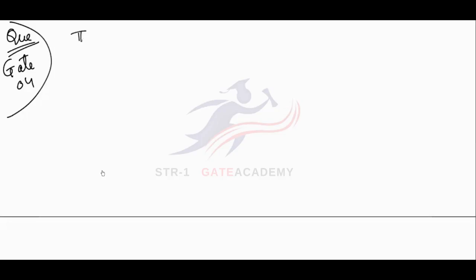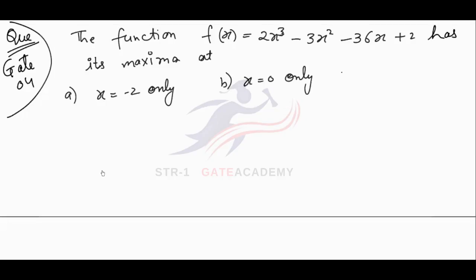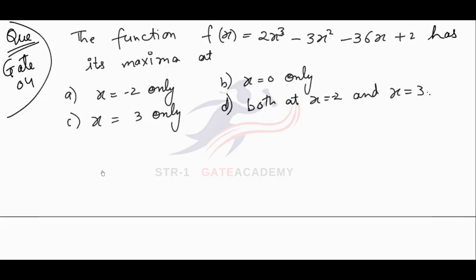Question was, the function f(x) is equal to 2x cube minus 3x square minus 36x plus 2 has its maxima at: options, x equal to minus 2 only, x equal to 0 only, x equal to 3 only, or both at x equal to minus 2 and x equal to 3. So let us start solving it.